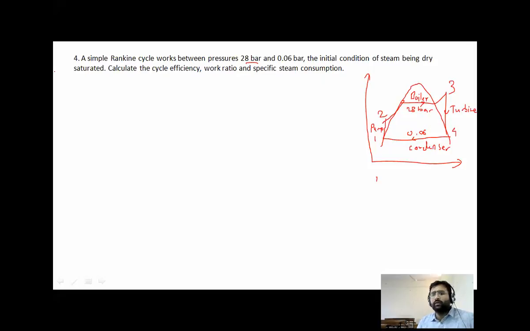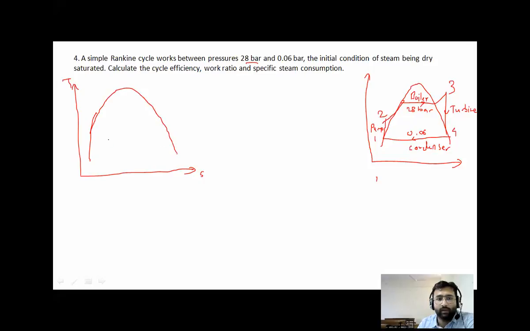And the condition of steam is dry saturated at the inlet of turbine. So this will not be the figure in this case; the figure will be somewhat different. So I will again draw the TS diagram. Temperature versus what is S? S is entropy. H is enthalpy. Okay.